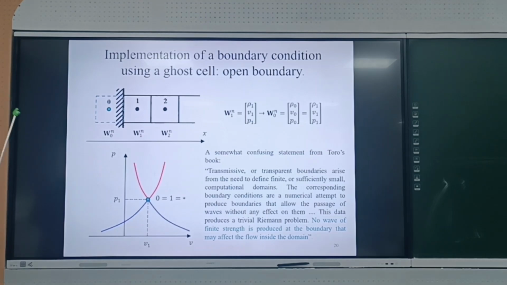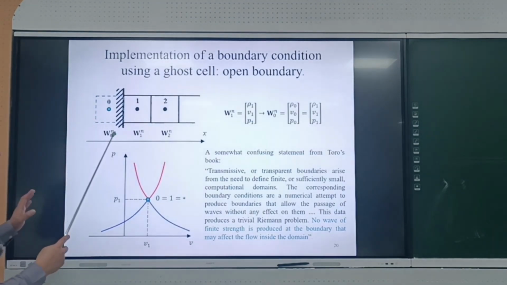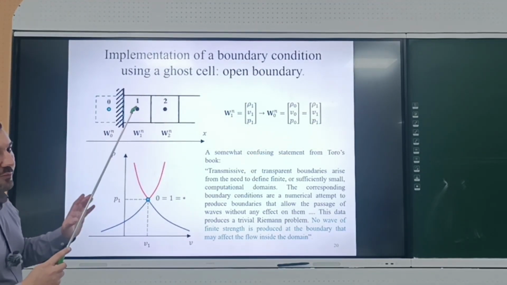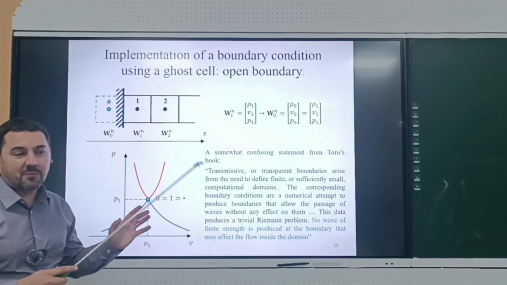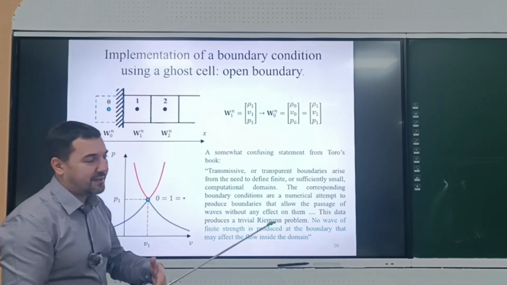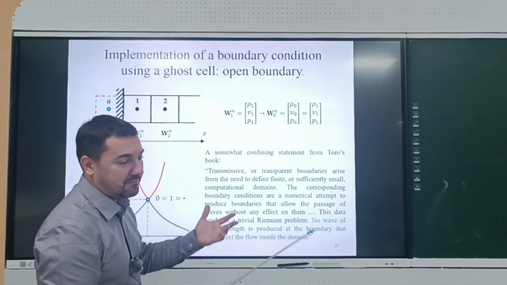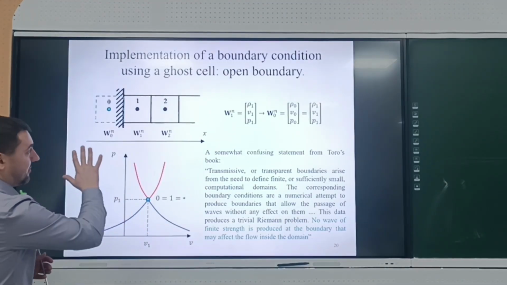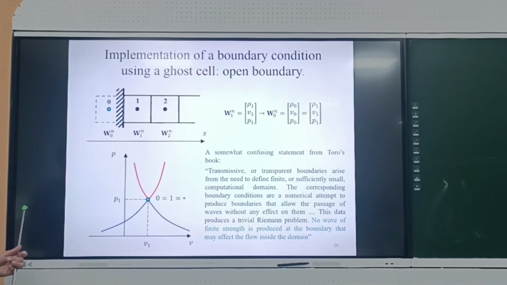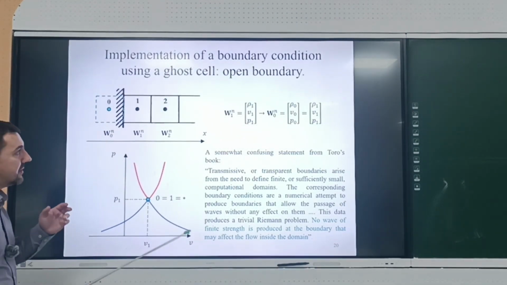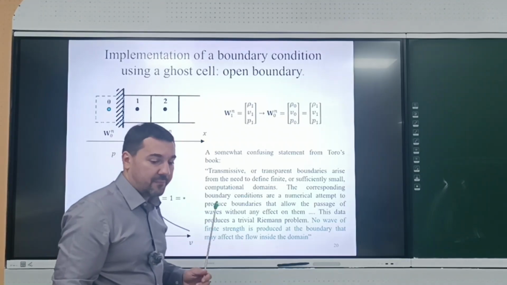So this is the simplest possible way to implement an open boundary, but this open boundary actually is not open at all. If you have subsonic disturbances, they will interact with this ghost cell and produce some unpredictable disturbances. But anyway, for our purposes, if you want to solve Riemann problems up to the instant when disturbances reach the boundaries, that's okay. You can use this form of open boundary.